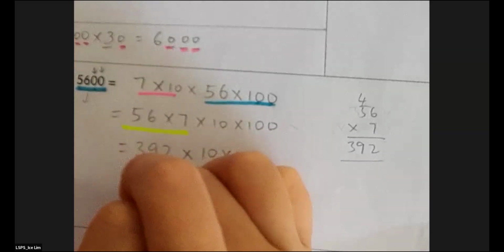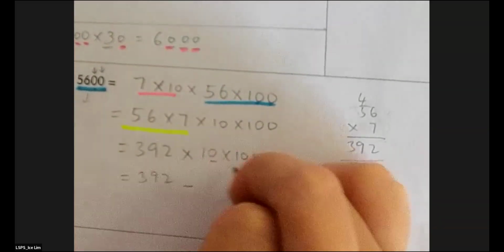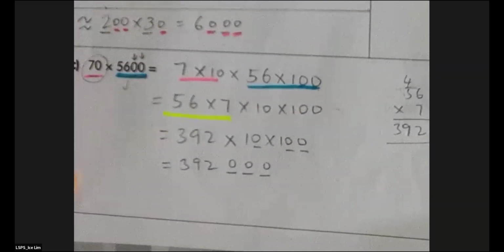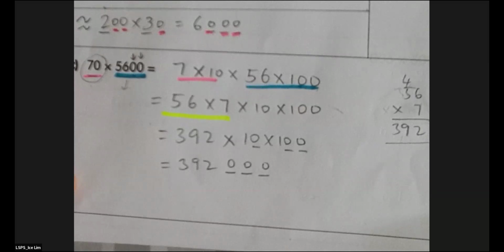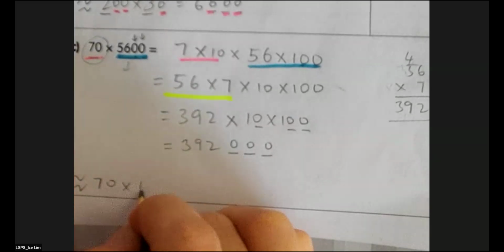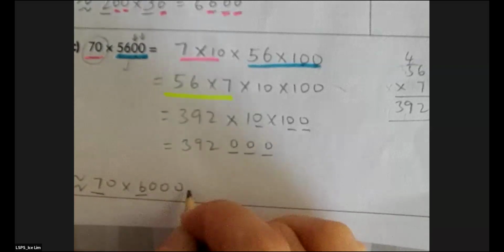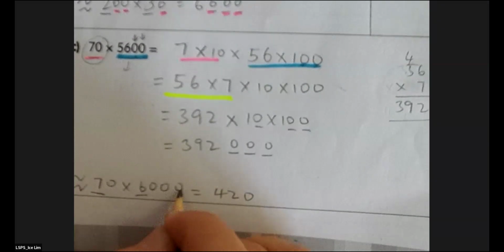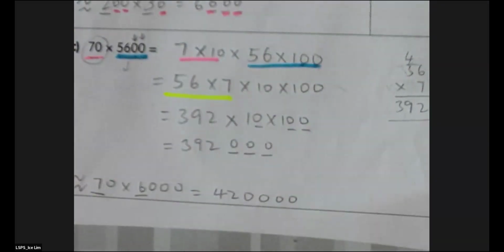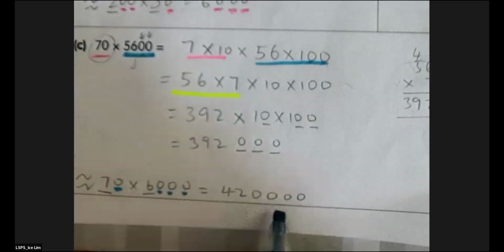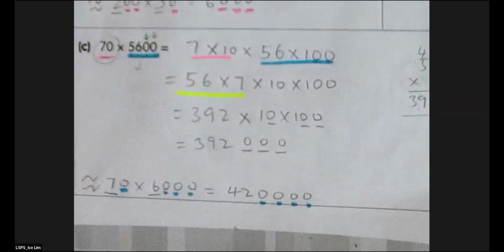So finally, I will just reach this. Now, if I want to do an estimation, it will be about 70 times 6,000. So it will be about 42, and then four zeros. I have to put the spaces here.